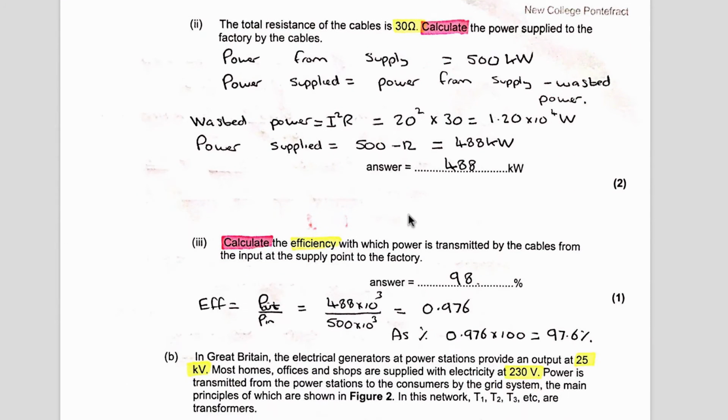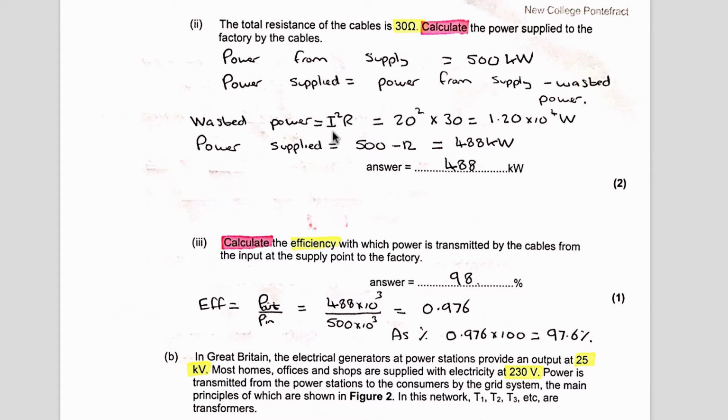But we can work that out because we know the power from the supply is 500 kilowatts. So the power supplied to the factory will be the power from the supply minus any wasted power from the wires. Now, we virtually always calculate wasted power the same way, because wasted power depends upon the current and resistance of the wires by this equation here. So it's an I squared R. This is sometimes called I squared R heating, or sometimes Joule heating. But basically it's wasting energy in wires because they have a resistance.